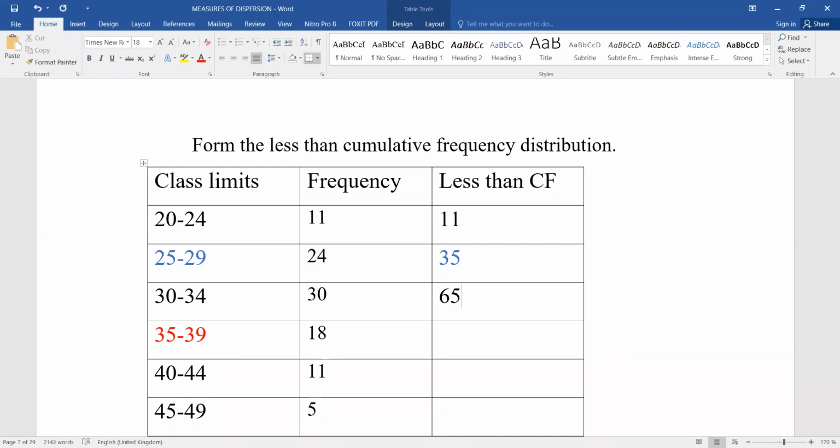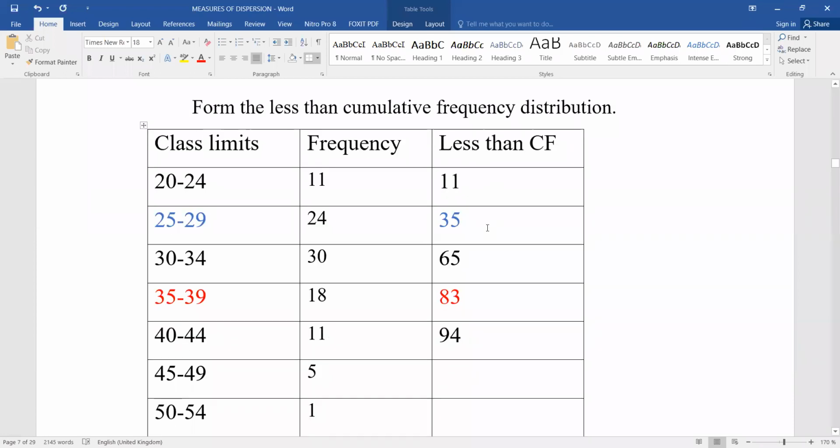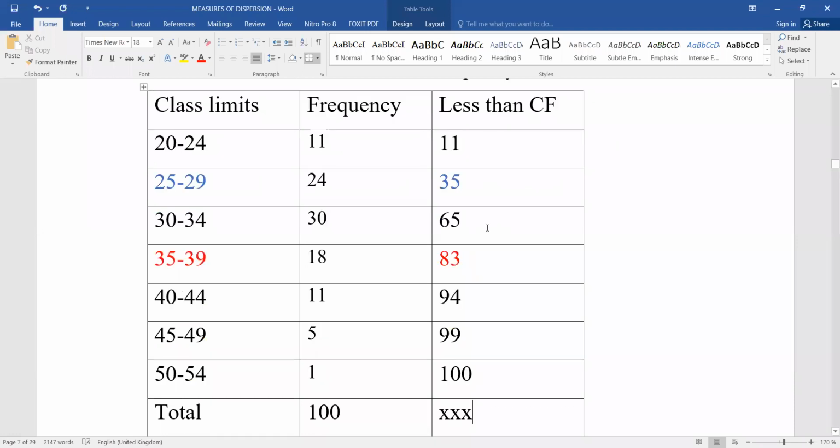Tasha, you're right. Next value. Albert is saying 83. Next value, 94. Next value, 99. And lastly, 100. Good. So that is all that we need.